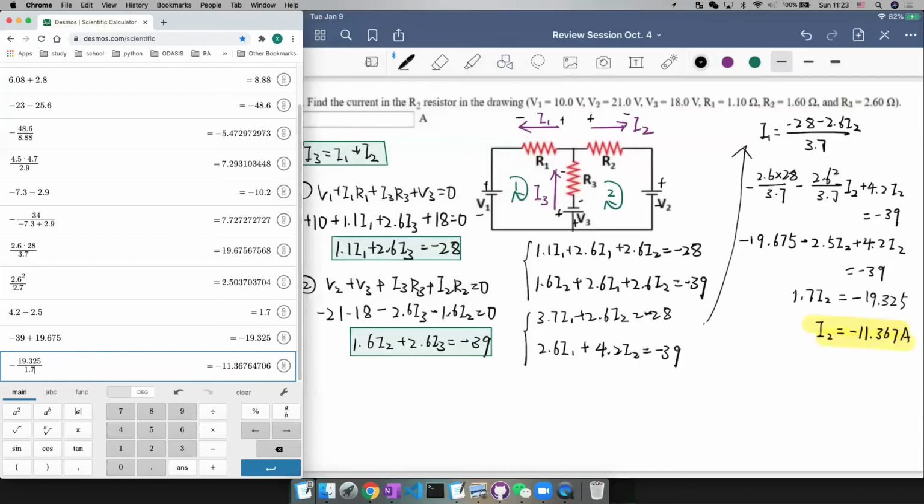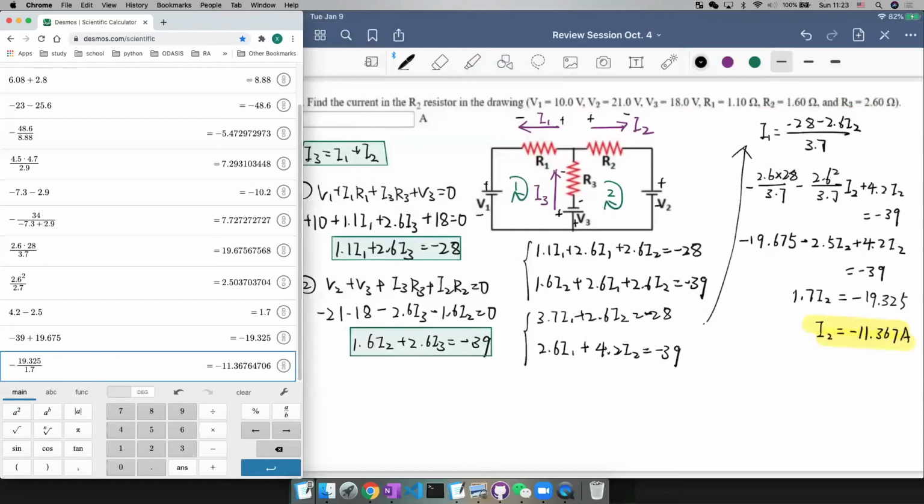Okay, I'm at the last part. I just have to solve for I2 now. Okay, sure. Okay, yeah, that's exactly what I got. Okay, cool. Let's end this topic.